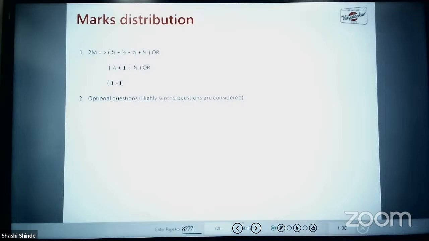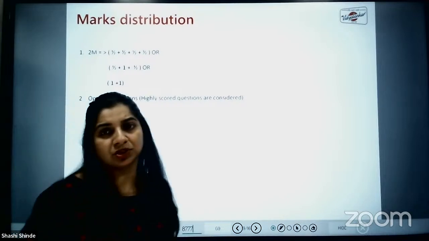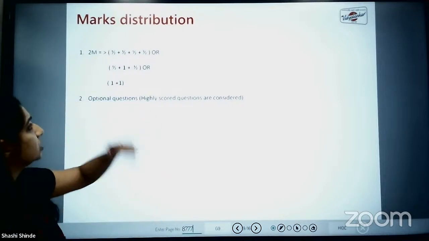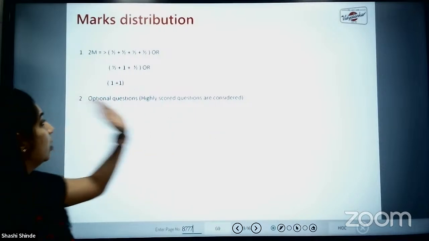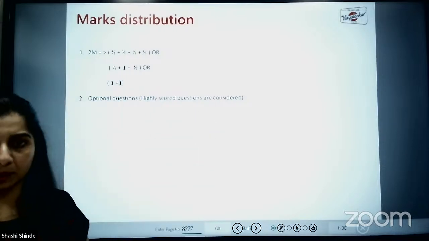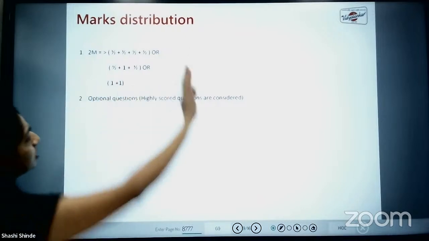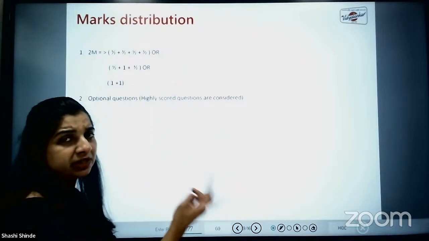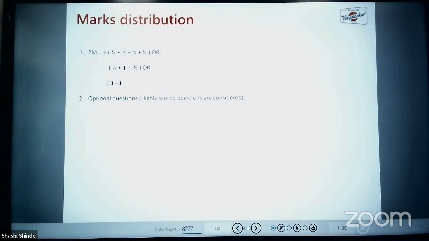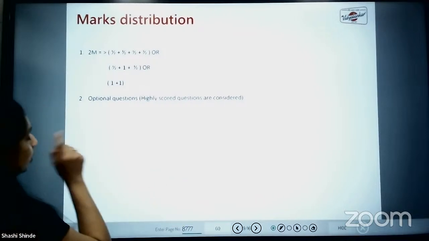Then marks distribution. If you have a 2 marks question, then the marks distribution can be half mark each. It can be half, 1, half. It can be 1 plus 1. In that way, the same is there for a 3 mark question. Either you will have half mark distribution, or you may have 1 plus half plus 1 plus half. Like that way distribution. Okay.